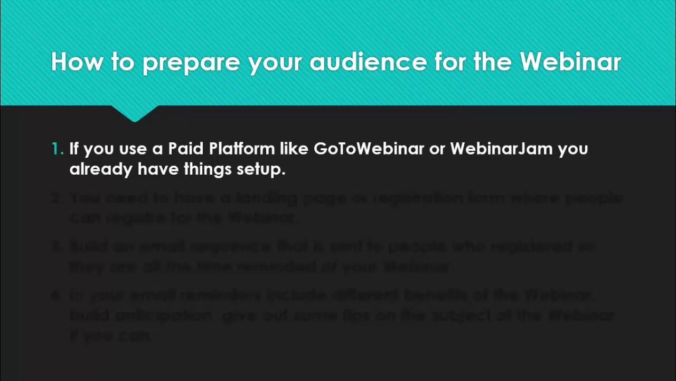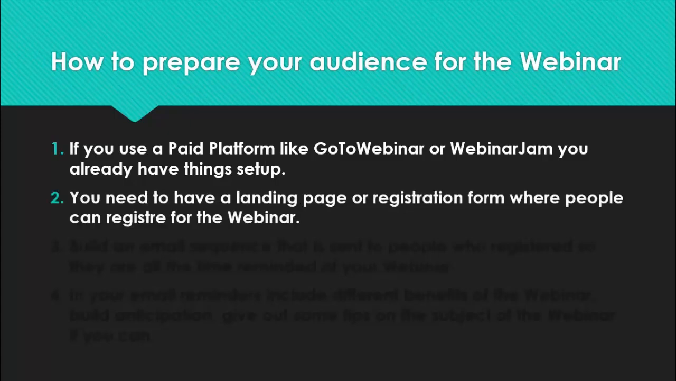Now, first of all, if you use a paid platform like GoToWebinar or Webinar Jam, you already have things set up so that you are sure that a lot of the people who register for the webinar will actually show up. For example, if you have a webinar next week and people register today, you will have things set up so they will get reminders and everything, and you will have a high percentage of the registered people actually appearing in the webinar.